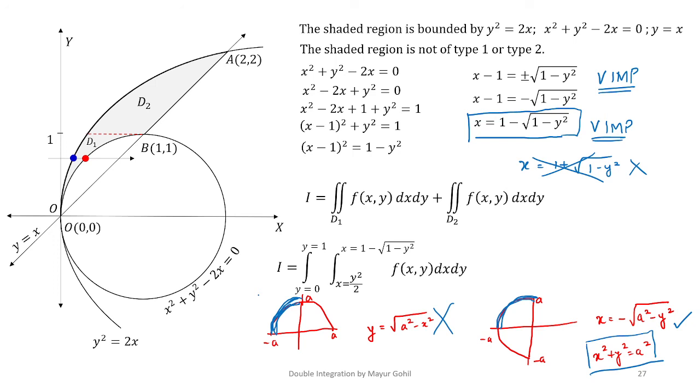Alright, what about the other part? For D2, when you draw the line, the entry point is at the blue dot and the exit point is at the green dot. So the entry point is the parabola. Again, it's not a difficult part. It's going to be x equals y square upon 2, and the exit point is the straight line, so x equals y, and the projection limits are going to be from 1 up to 2. So that was easy, but the most important part over here in the discussion is regarding this.